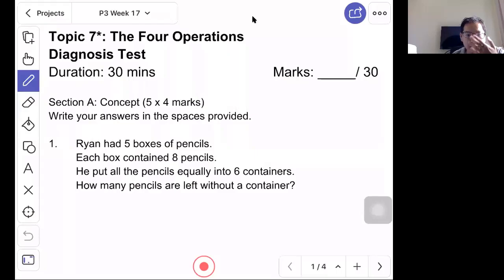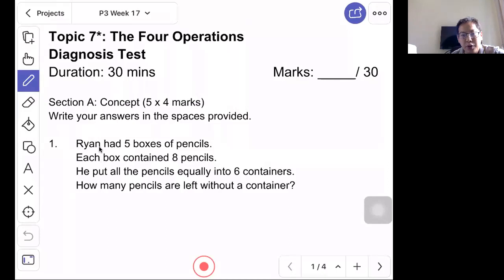Hello everybody. Today we are doing the diagnostic test on the four operations. There are two sections: one is concept, the other is thinking skill. So let's go into it. Question one.